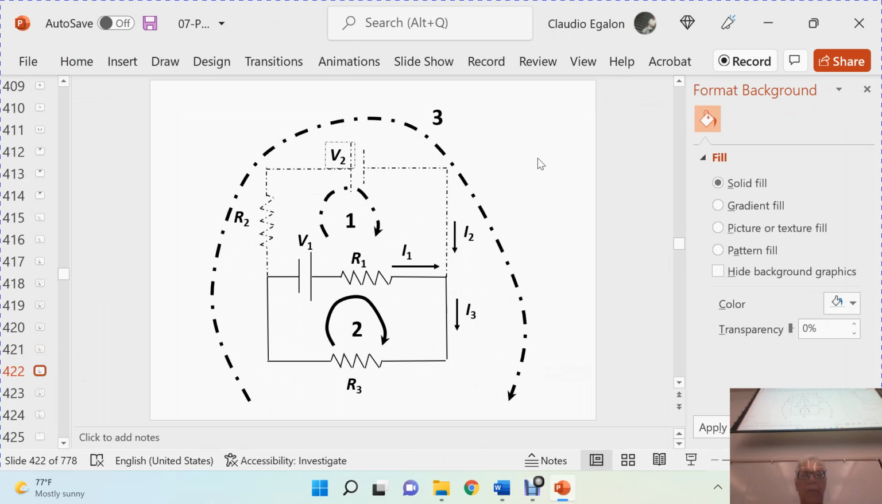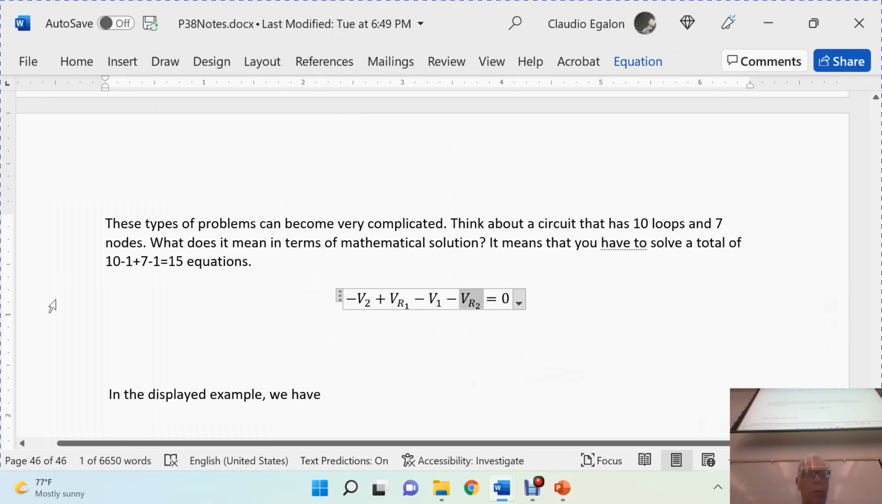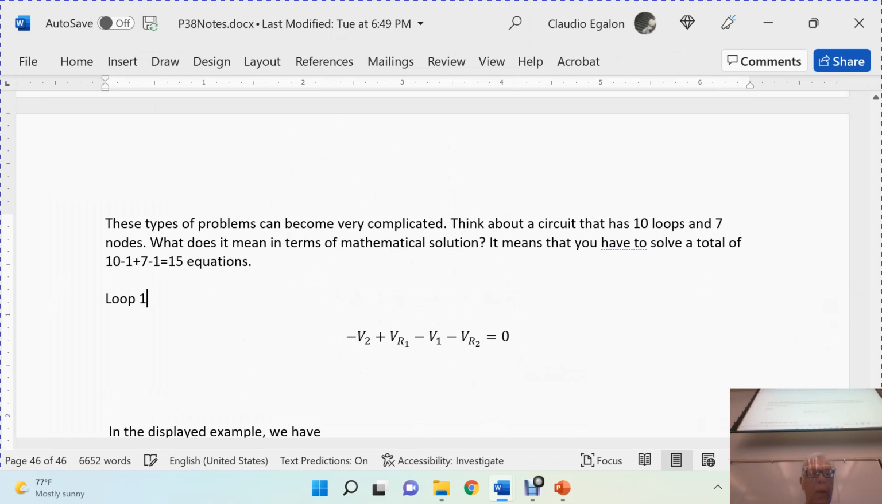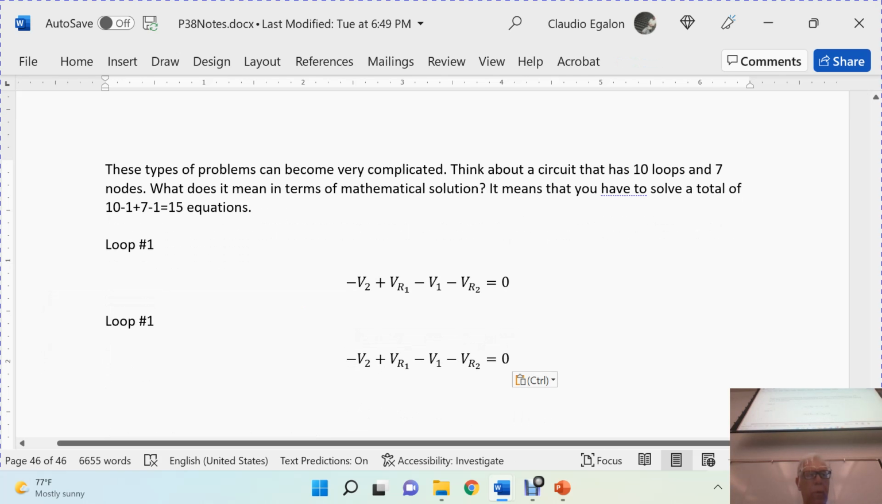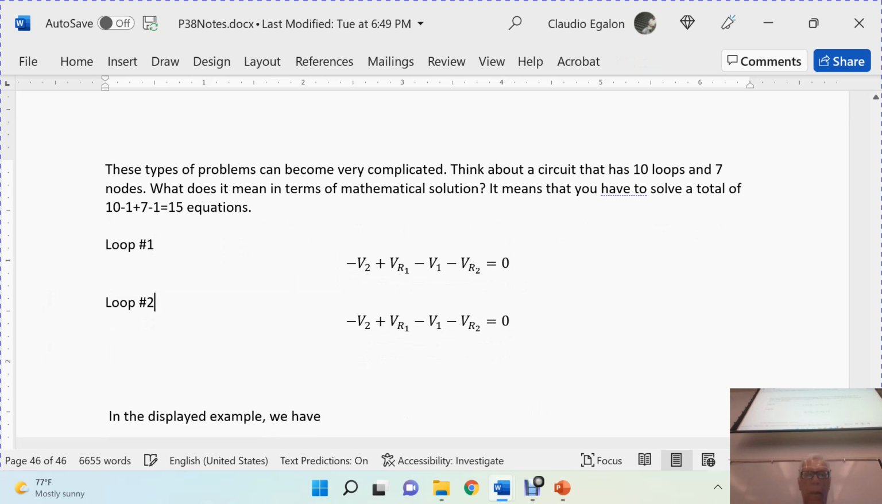Next one is this loop here. Loop number 2, right? Well, I'm going to go from the negative to the positive terminal. I'm going to gain electric potential. And I'm going to put, here you go, loop number 1, and then loop number 2.